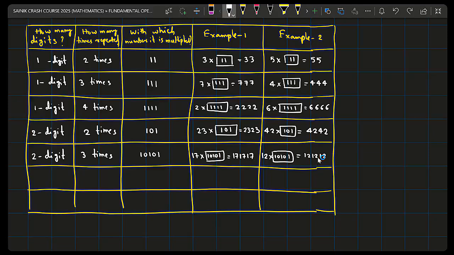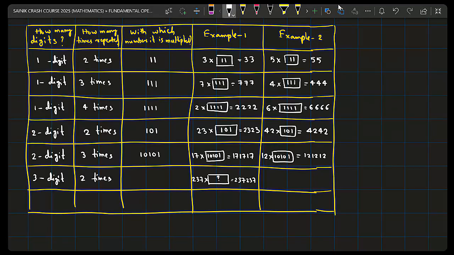Now let's concentrate on a three digit number. I want to repeat it two times. For example, let's take 237. 237 should be multiplied by which number so that it is repeated two times, 237, 237? Will you give me the answer? You can keep your hand raised. Rishikesh, can you say the answer for this?